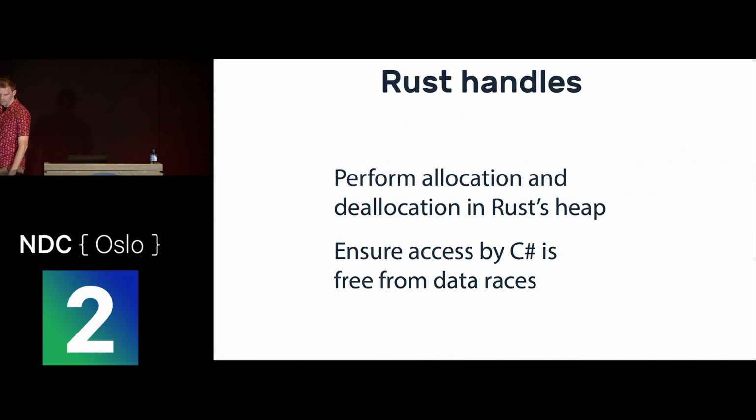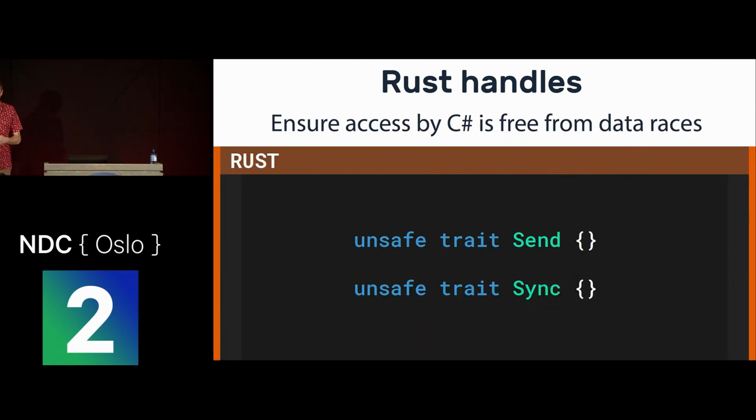They manage ownership. The Rust handles perform the actual allocation and deallocation, and they ensure that accesses requested by C# are free from data races. Because C# doesn't guarantee data race freedom on its own, we have to do that on the Rust side. So the way that we do that in Rust is by using two traits. And those traits are Send and Sync.